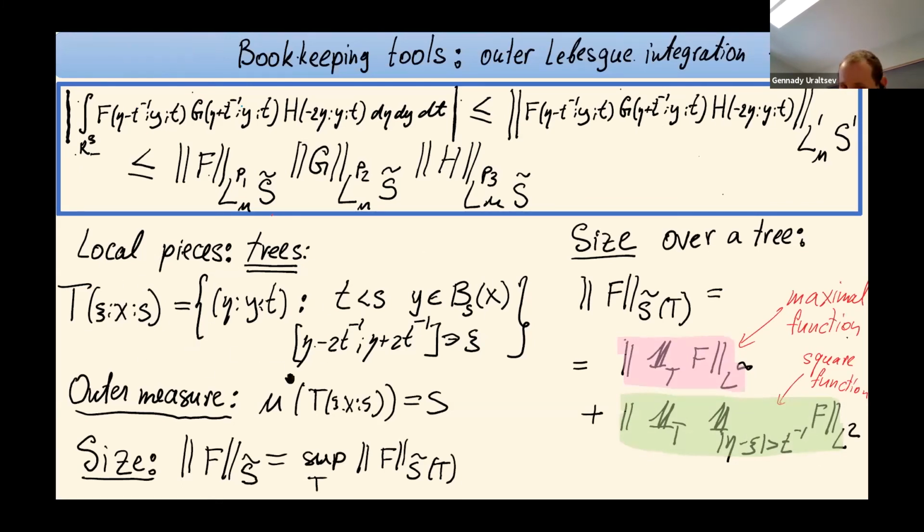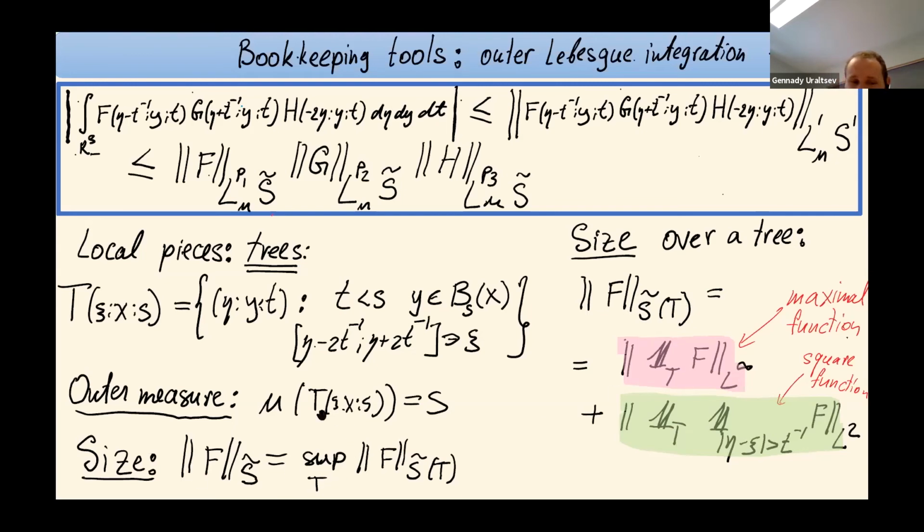Trees are just a formal expression of the parameters that lie close to a certain frequency and around a certain point in space and below a certain scale. The size, so how large a function is on one of these sets, can be measured by taking the L infinity, something that looks like a maximal function, of these coefficients, and then you take an L2 norm in the regime in which your wave packets that define F have mean zero locally. So then this becomes a measure of how large a function is locally on a tree.